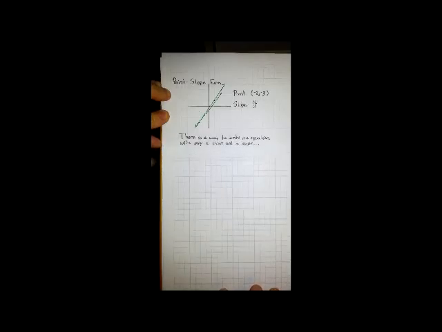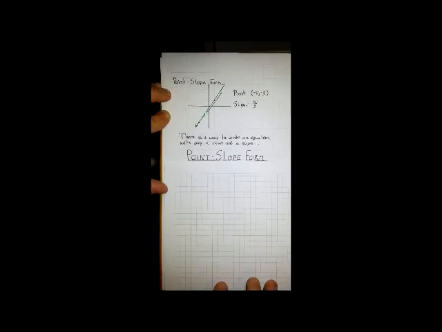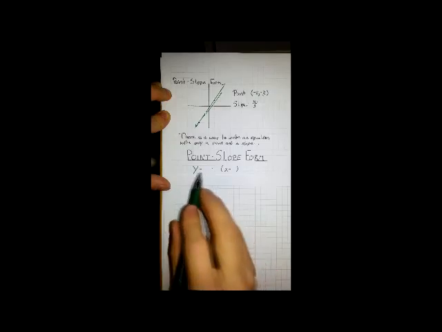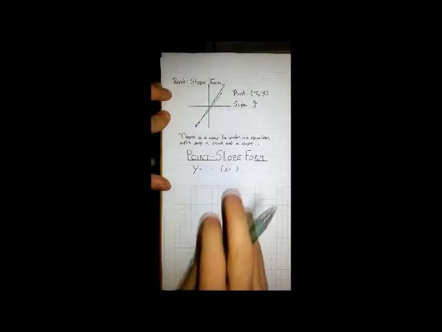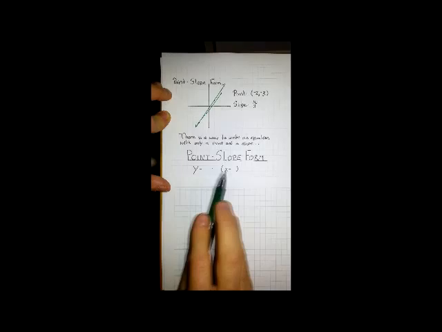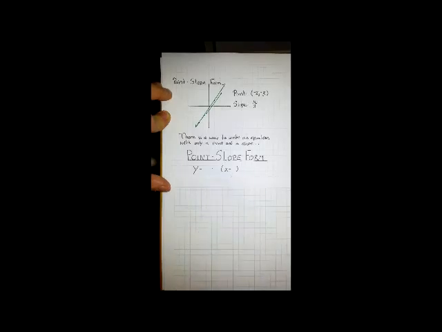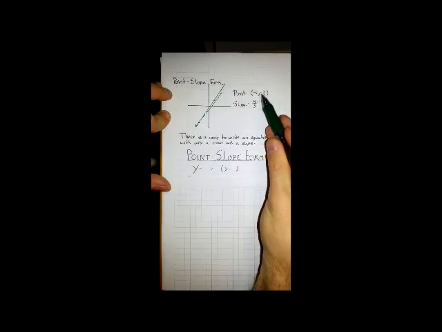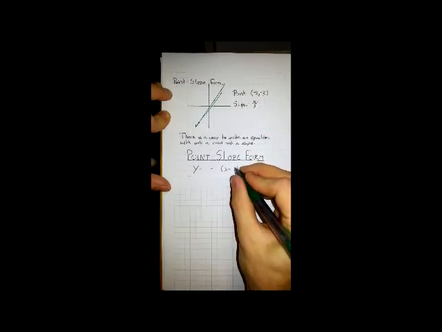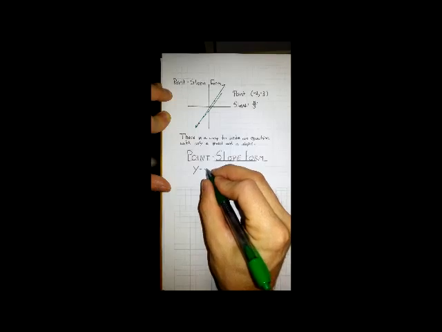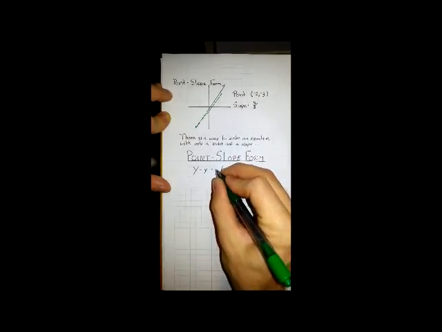Now the big idea is there's a way to write an equation with only a point and a slope, and that equation type is called point-slope form. It looks something like this. You want to take the y and the x value for the equation, and notice I have a subtraction sign. All we really need to do is plug in 3 pieces of information: a point which has an x and a y value, and a slope.